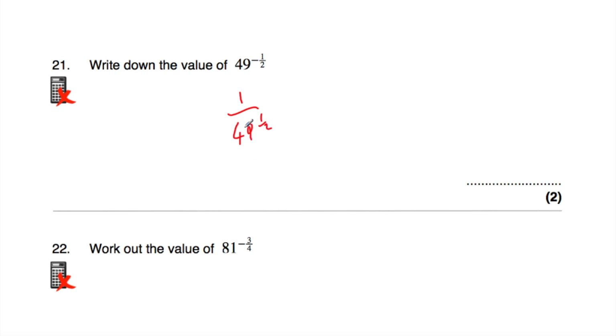And then 49 to the power of a half. Well, to the power of a half just means to square root it. So the square root of 49 is equal to 7. So that would be equal to 1 over 7. So that's it. 49 to the power of minus a half would be 1/7.